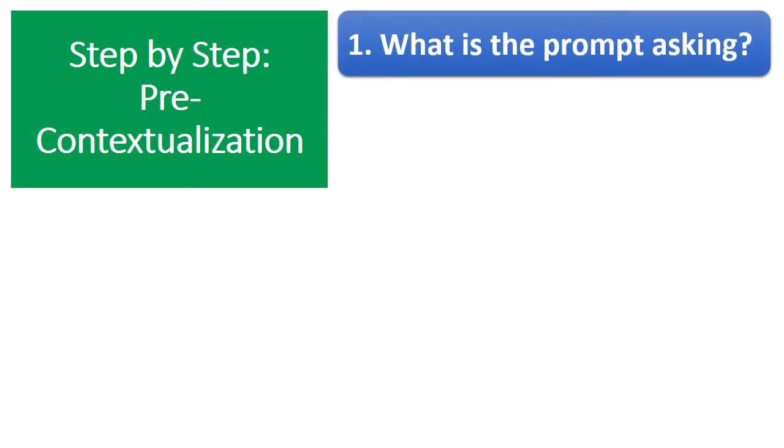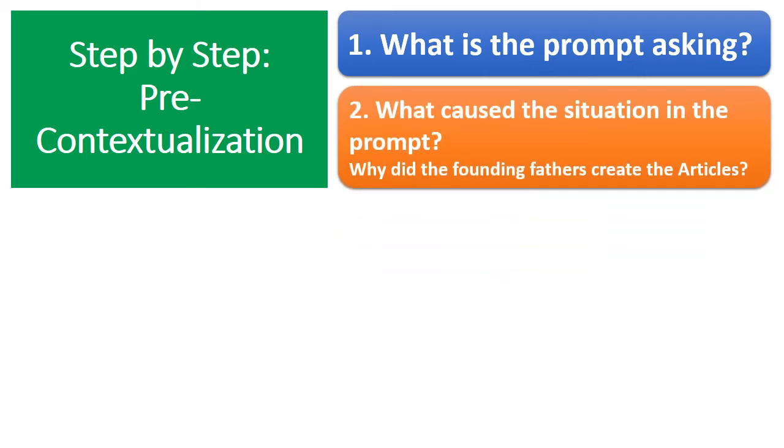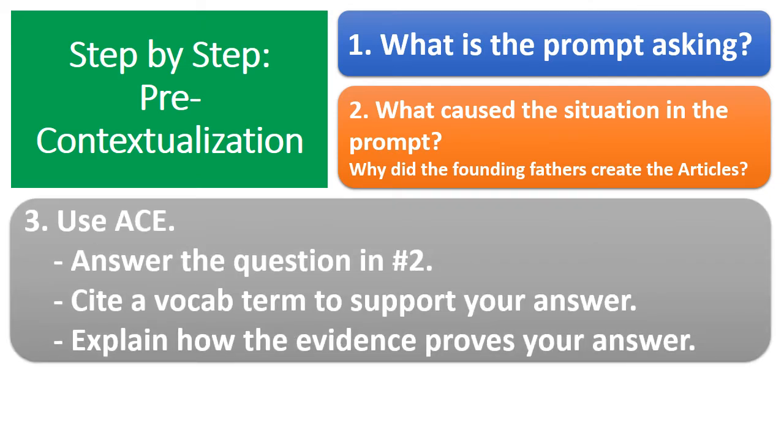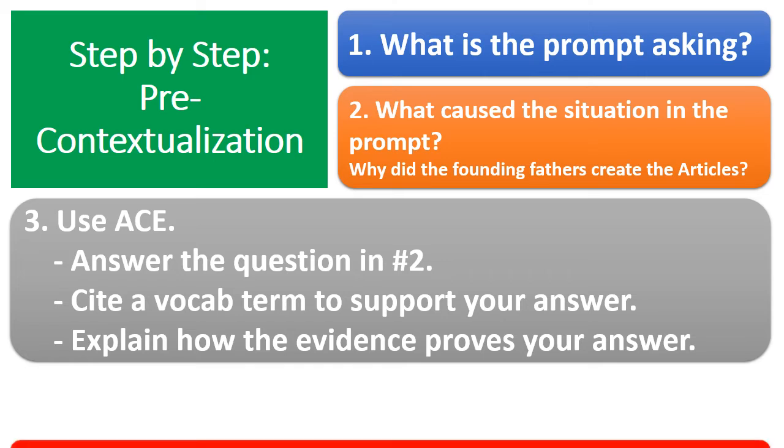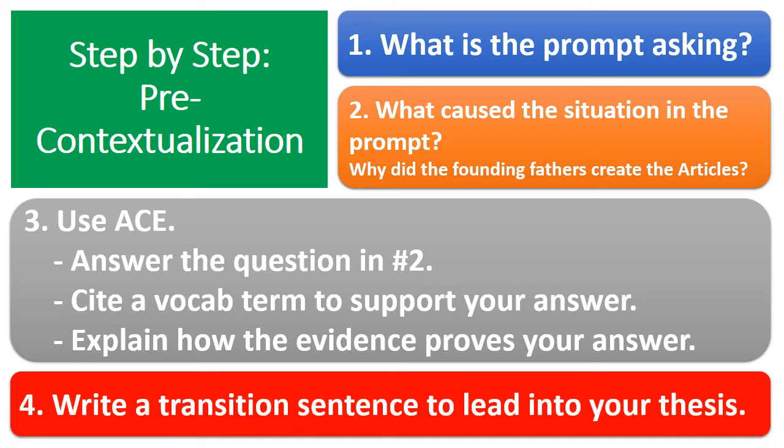Okay, so let's build our pre-context. Let's start with step one: what is the prompt asking for? Remember, this is a comparison essay, so we're comparing the Articles of Confederation to the Constitution. So, for your pre-context, you can't really talk about the Constitution. You have to talk about what caused the situation in the prompt, meaning what caused the Articles of Confederation. So you're going to think about why the Founding Fathers wrote the Articles of Confederation. You're going to come up with an ACE that answers that question, and then you're going to write a good transition sentence that leads straight into your thesis.